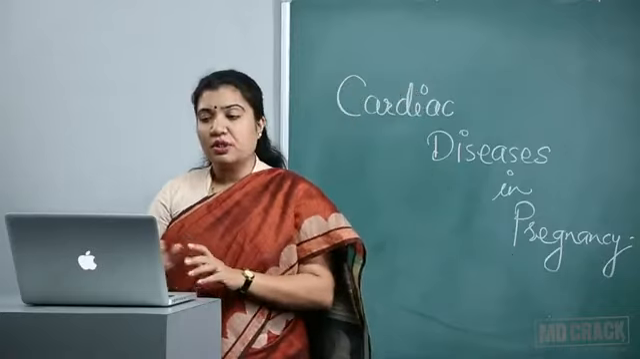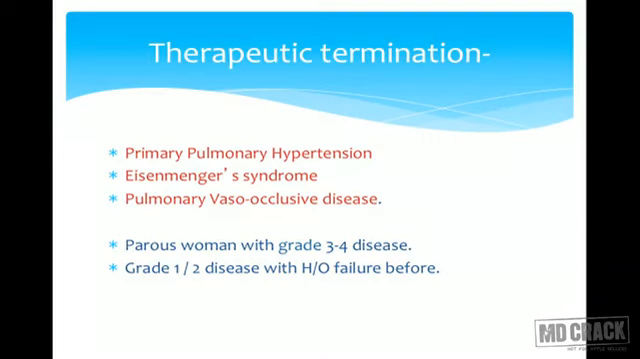What are the indications? Pregnancy can be terminated therapeutically in patients with primary pulmonary hypertension, Eisenmenger syndrome, and pulmonary vaso-occlusive disease. Counsel the patient, tell her the risk, and if she wants, go ahead with termination because it is a high-risk pregnancy. A para woman who has children, if she is having NYHA grade 3 or 4 disease, please discourage her from going ahead with the pregnancy. Tell her about the mortality and terminate the pregnancy if she agrees.